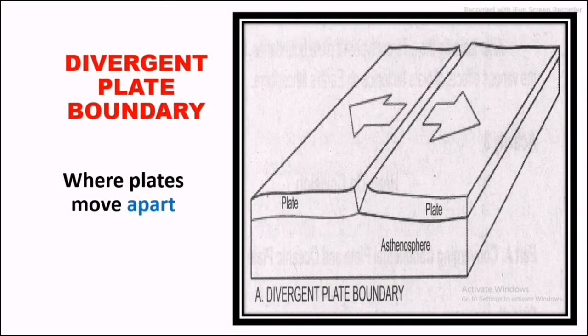Now, the second type of plate boundary is called Divergent Plate Boundary. As you can see on the figure or the diagram, the two arrows are in opposite direction. So they indicate that the two plates are moving apart. So when the two plates are moving apart or moving away from each other, their boundary is called a divergent plate boundary.